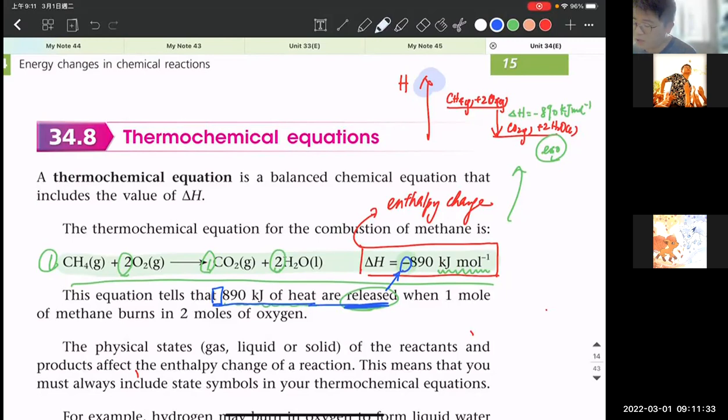Now, this is a very important definition. I will draw your attention to this. I repeat, if you say that 890 kilojoule of heat are released for burning 1 mole of methane completely.